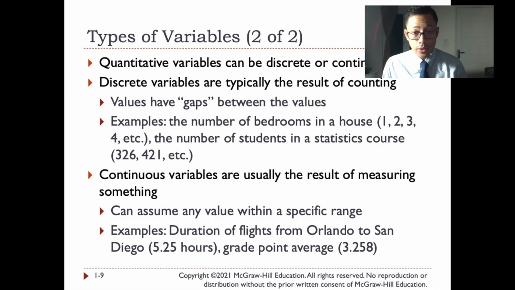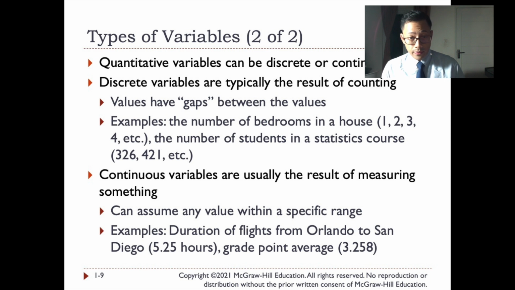Now, just going through the quantitative variable for a second. Quantitative variables can be discrete or they can be continuous. Discrete variables are typically the result of counting, so values have gaps between the values. For example, the number of children in the house: we have 1 child, 2 children, 3 children, 4 children. That's one example of a discrete quantitative variable. Another one is the number of bedrooms in a house, the number of students in a statistics course, and so on. So think about examples of discrete variables.